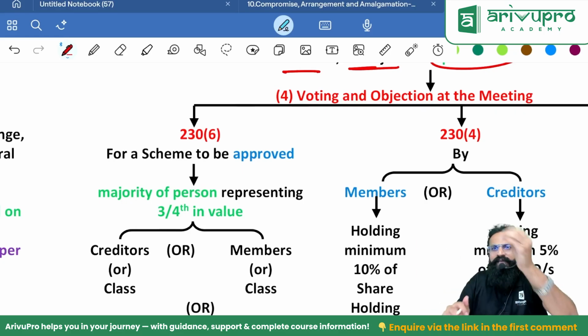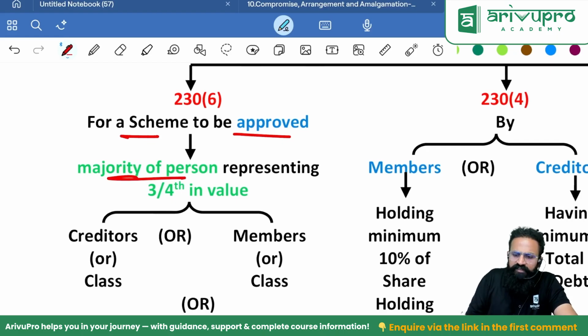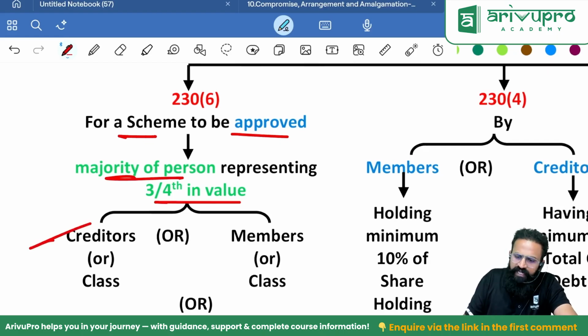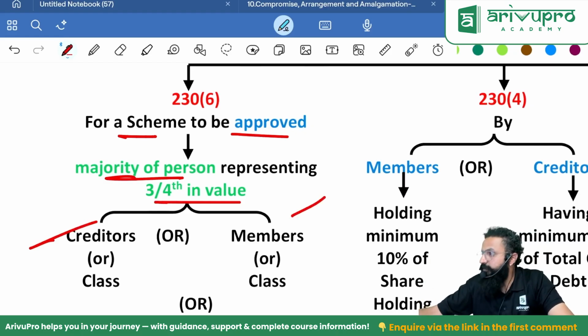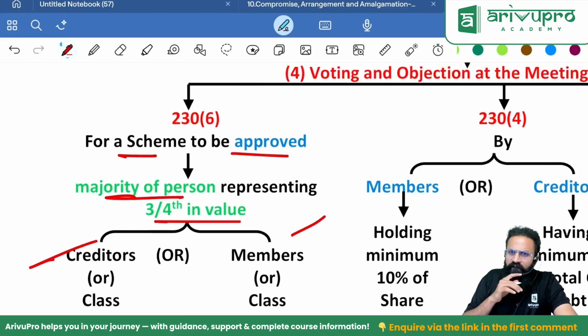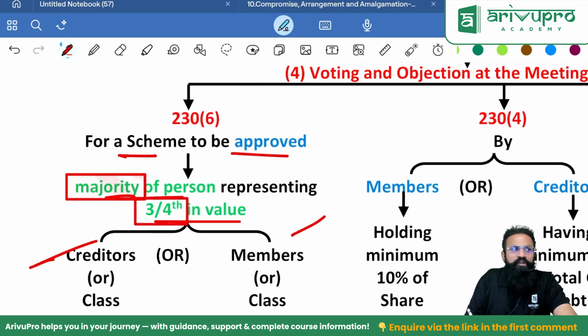Now, what is that minimum votes, sir? They say, for a scheme to be approved, majority of persons representing 3/4 in value of creditors, or if it is members, approval is required. Now, what are we saying? You need a majority of persons representing 3/4 in value. Pay attention here. This is important. There's a dual condition involved. What do you mean by dual condition?